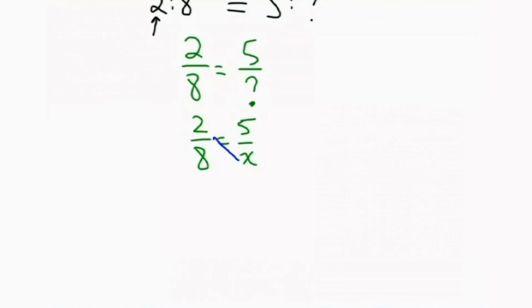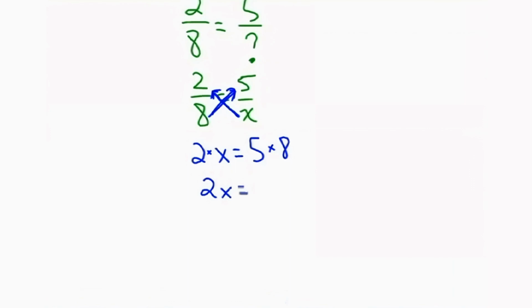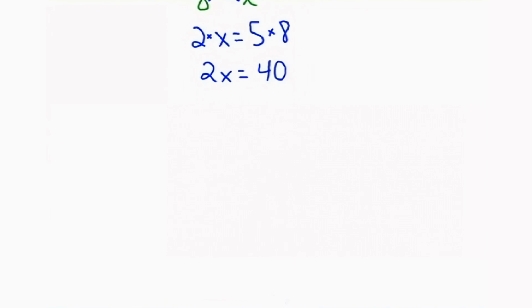Our method for solving here was to cross multiply, bottom to top. So doing this multiplication, we get 2 times x is equal to, and this multiplication gives us 5 times 8. So we have 2x is equal to 40, since 5 times 8 is 40. Now we have to use our solving equations to get the x by itself. We divide both sides by 2. The 2's cancel, and we're left with x equals 40 over 2, which is 20.